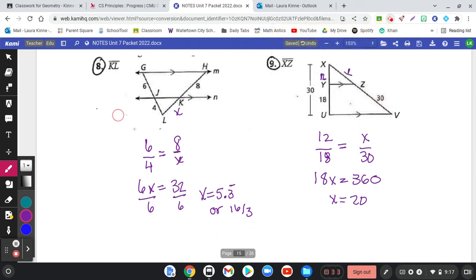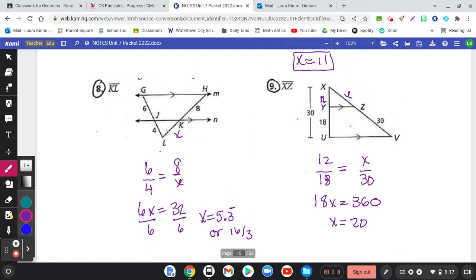So on this first one, it was looking for LK, KL. So I did, because these are parallel, I can see the markings, 6 over 4 equals, so I did top over bottom equals top over bottom, cross multiply. If you set it up a little differently, when you cross multiply, you should still get 6x equals 32. Divide by 6, I got 5.3 repeating, or I just hit math, enter, change it to a fraction.